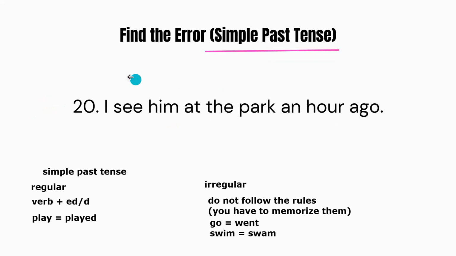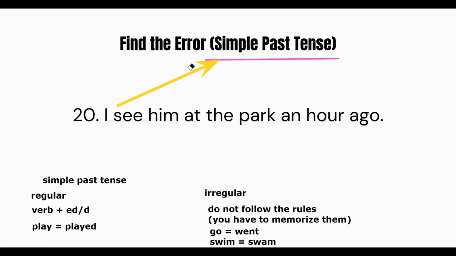Okay, next one. I see him at the park an hour ago. So remember, we're using the simple past tense. So our mistake is right here. So not I see him, but we would have to use the past tense form and say I saw him. So again, this is an irregular verb. It's one of those verbs that we have to memorize. So we would say, I saw him at the park an hour ago.